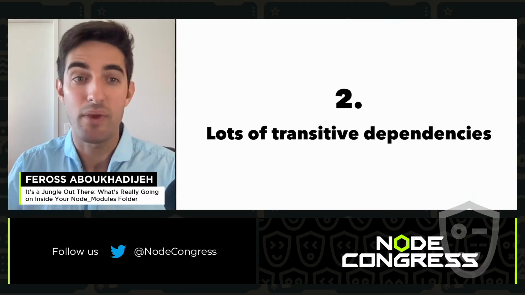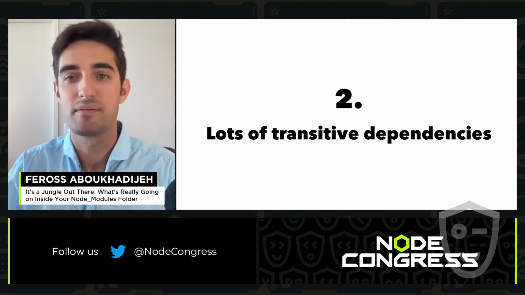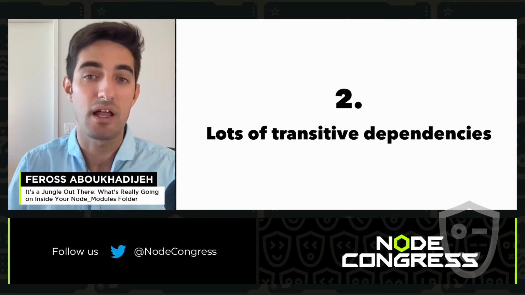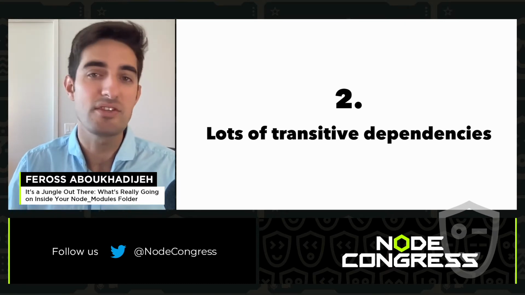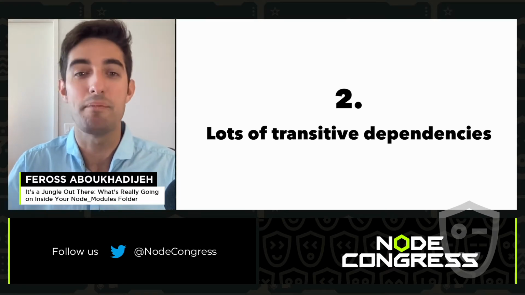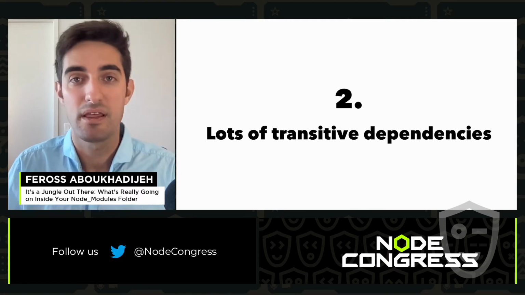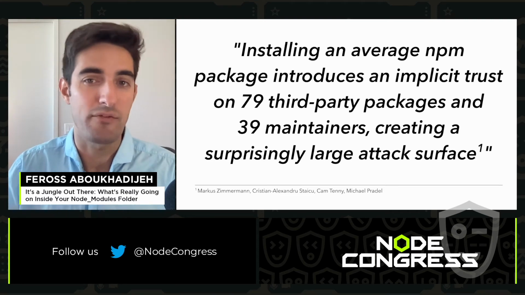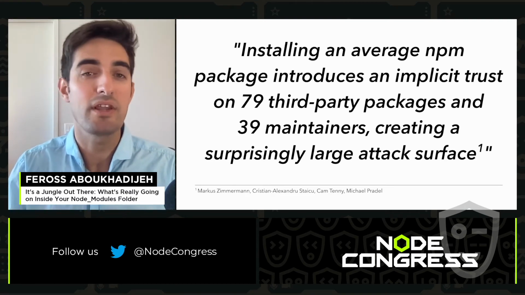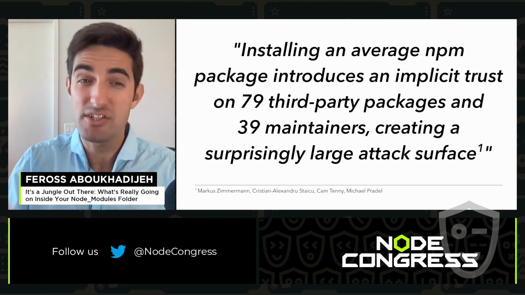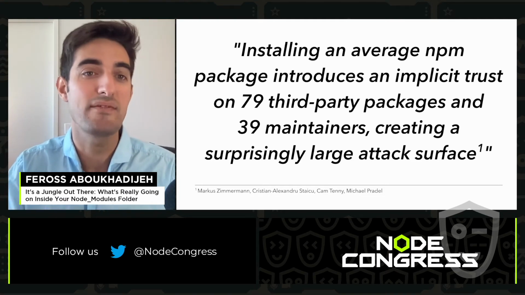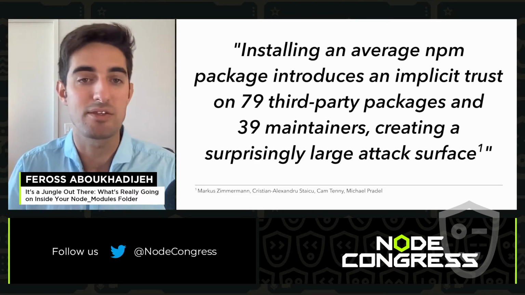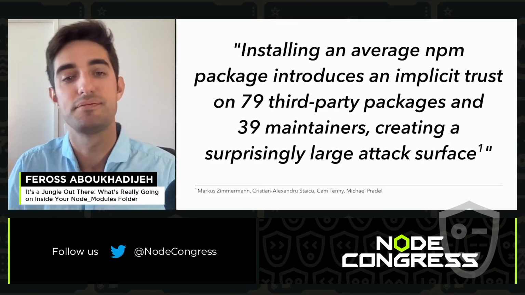Another reason is that we have lots and lots of transitive dependencies. The way that we write software has changed. We use dependencies a lot more liberally. And so installing even a single dependency often leads to many, many transitive dependencies that come in as well. A 2019 paper at the Usenix conference actually found that installing an average npm package introduces an implicit trust on 79 third-party packages and 39 maintainers, creating a surprisingly large attack surface.